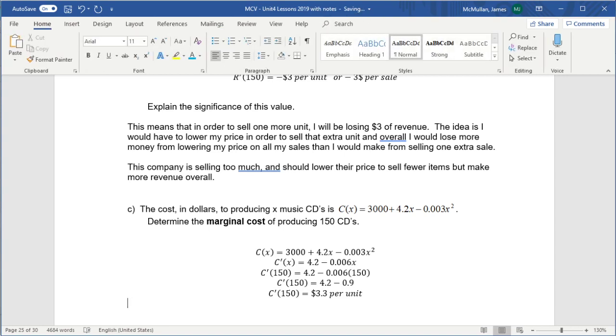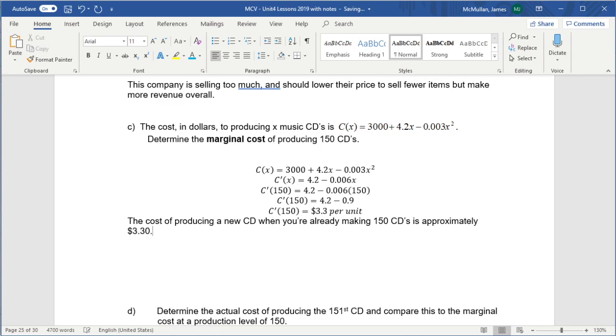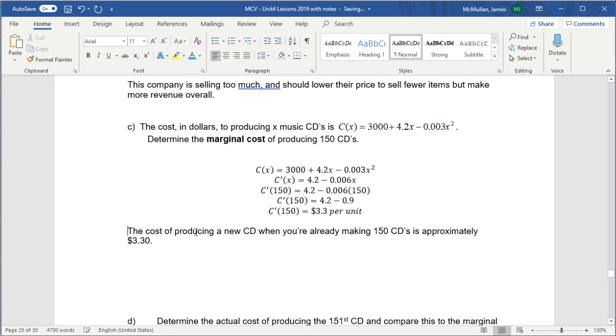Okay, so basically the marginal cost of producing 150 CDs is about $3.30. Your cost is rising at about $3.30 per unit. So again, a shorthand is like the cost of producing a new CD when you're already making 150 CDs is approximately $3.30. Okay, so that's a way of interpreting what this means.